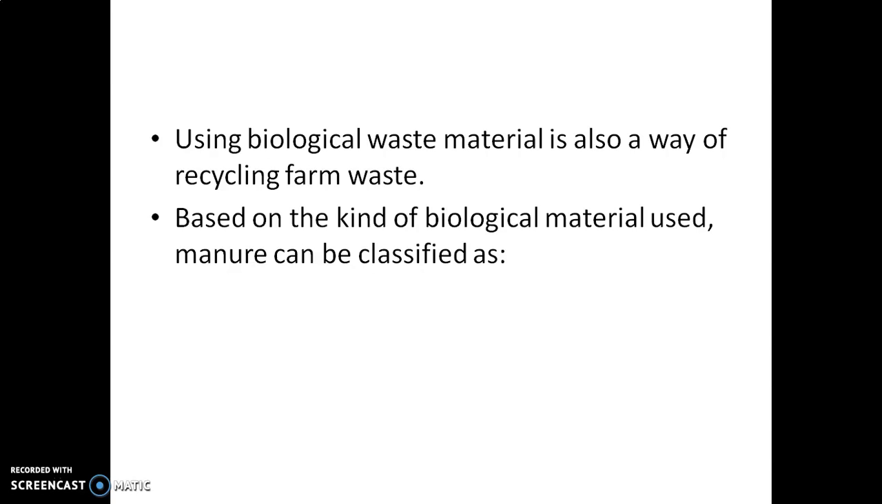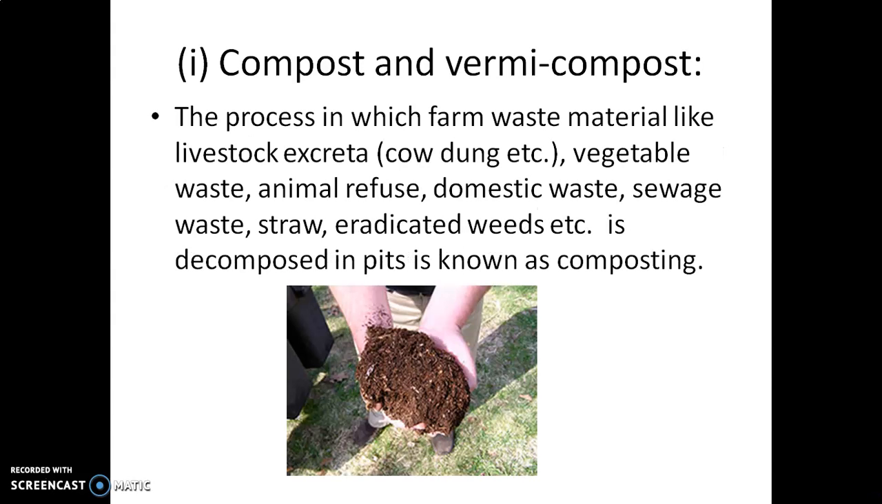Using biological waste material is also a way of recycling farm waste. Based on the kind of biological material used, we can classify manure as compost and vermicompost, the first category. Second one, green manure. So first we can discuss compost and vermicompost. What's the difference between these two? First we can discuss compost.